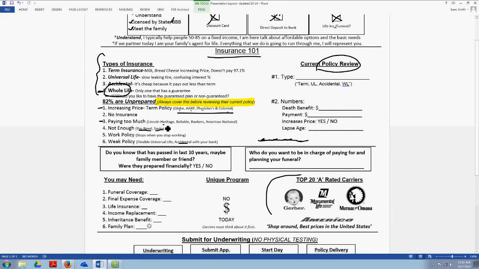But if they have one of these and you can't beat the price because they've had it for 5 years, guys, you have to go over the different needs. You ask them, what's this for? Oh, it's to pay for my funeral. Great. So you got your funeral coverage taken care of. What about final expense coverage, life insurance, income replacement, inheritance benefit, family plan? And then you start selling them on an additional $5,000 of insurance for income replacement, right? So I'll go over that in a second.